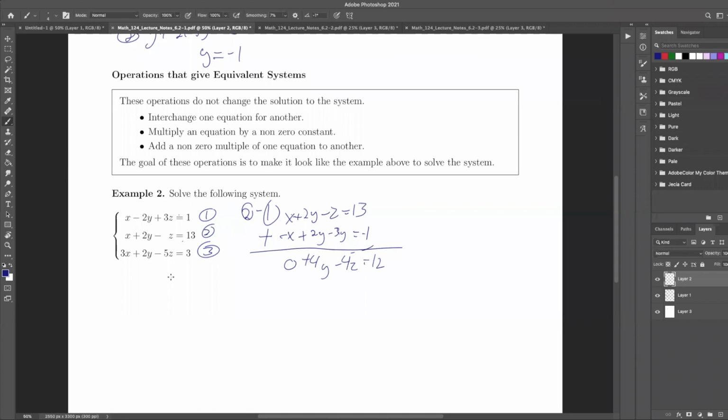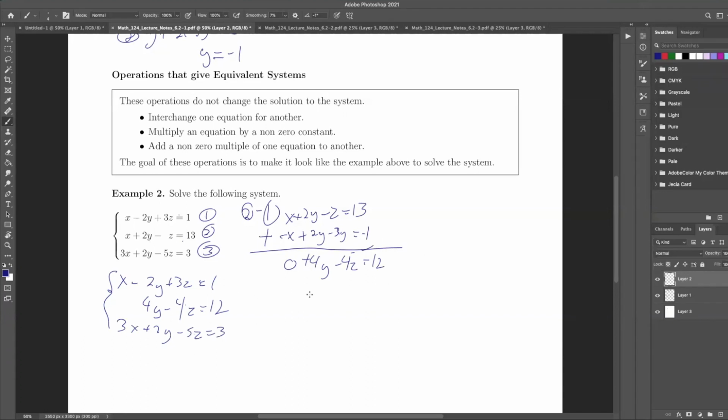Okay, and so I'm going to rewrite my new system. So I'll have x minus 2y plus 3z equals 1. Here I'm replacing row 2 with this, so I get 4y minus 4z equals 12. And here I've done nothing to row 3, so I'm going to write it down.